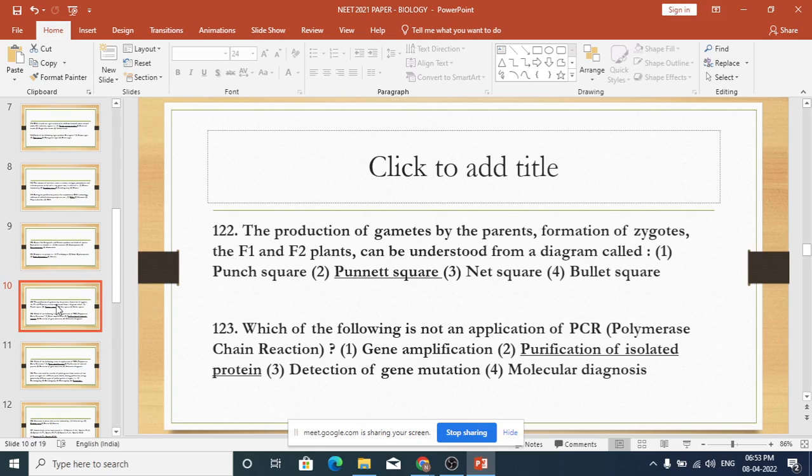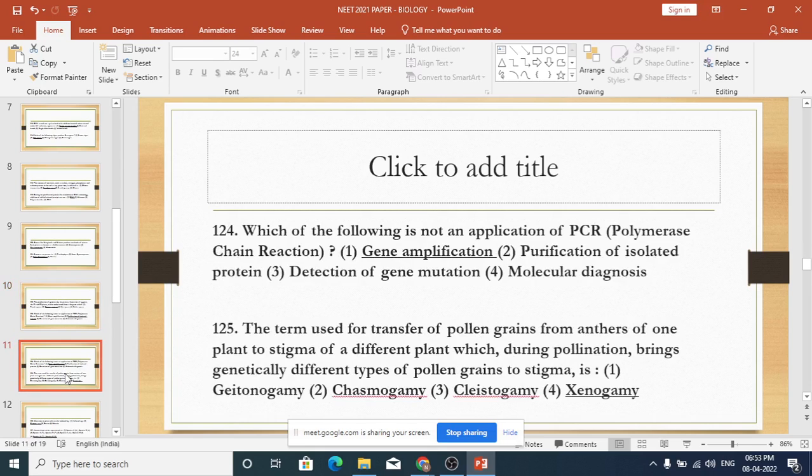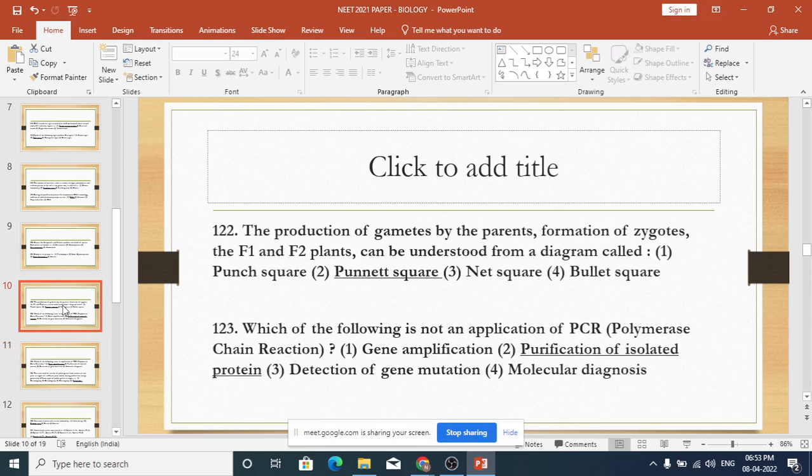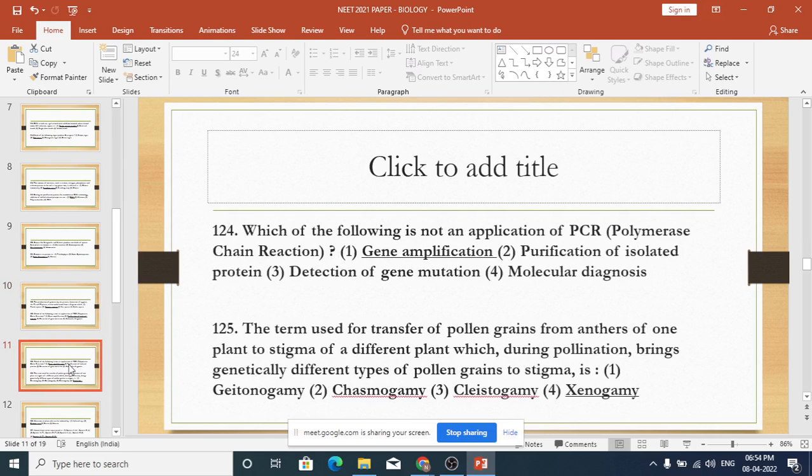This is a NEET 2021 paper. I have got the keys also. Whatever I have underlined is the right answer. So it's not a very old paper. Which of the following is not an application of PCR? Sorry, I have written the numbering wrongly, some confusion is there. Okay, 124 we will skip.